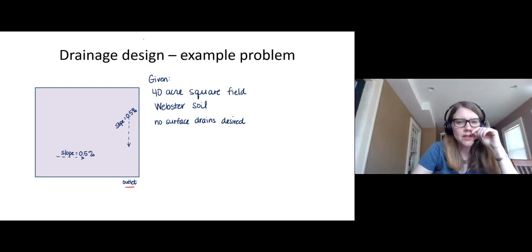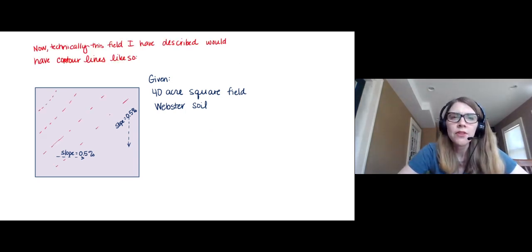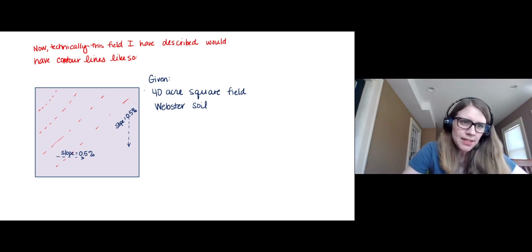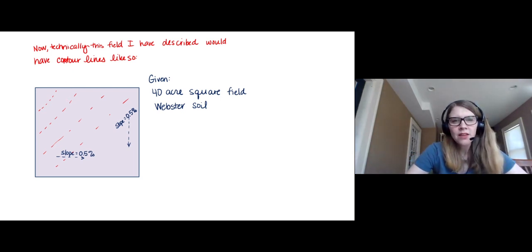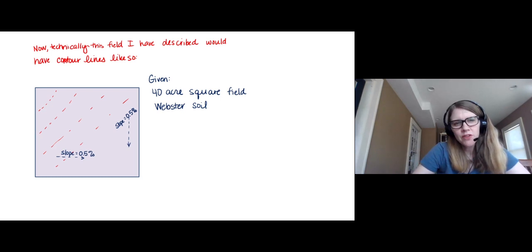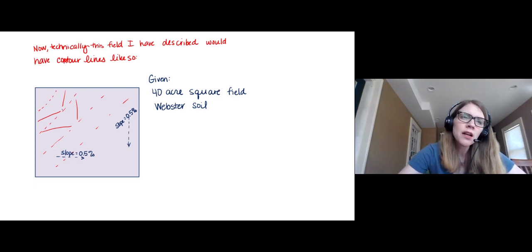So first question we need to ask ourselves is, how are we going to lay out this drainage system? Now, the field that I have just described would have contour lines that look like these red ones, in which case we would put the laterals parallel to here and maybe a main line that goes, well, we have to have a lot of main lines, because if we put these perfectly on the contour, which direction will the water flow? So maybe we'd want to do something more like a herringbone style. We get some water flow into there, and then a main line down here. It's a little bit complicated.